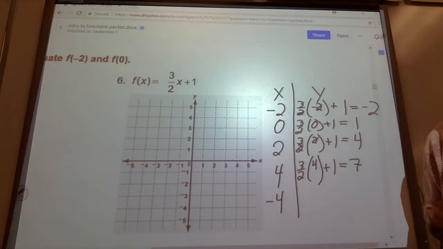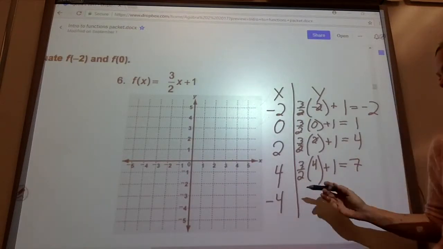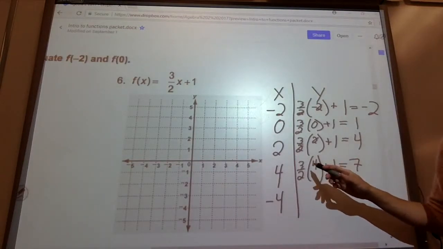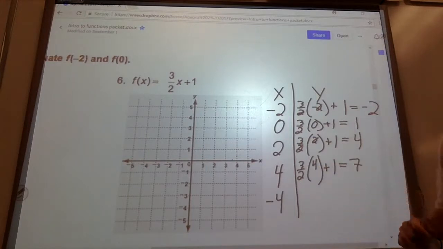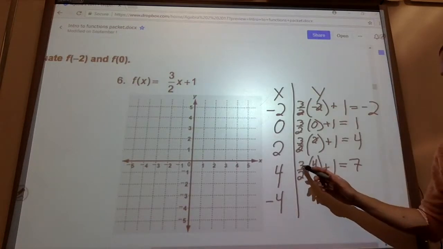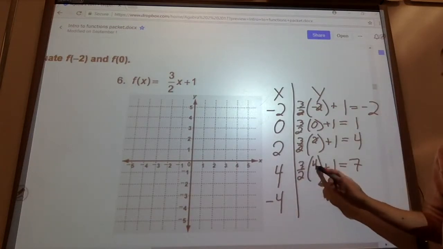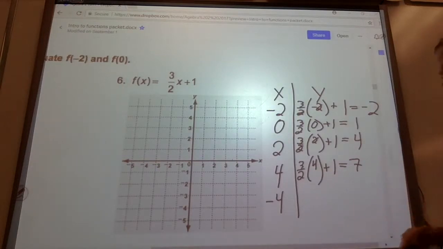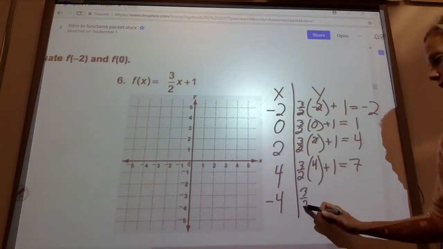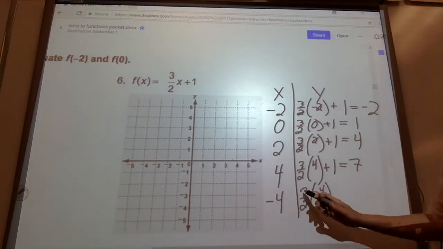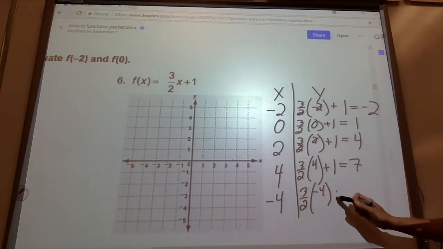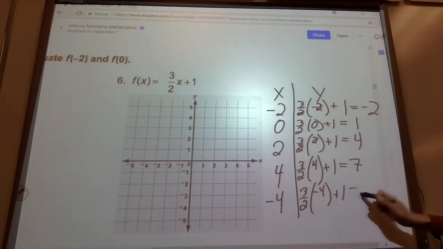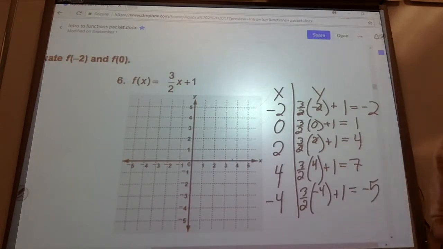Remember, if that totally sucks for you, that's okay. Just go 3 halves times 4 in your calculator plus 1. Use your calculator. That's fine. Don't freak out that you can't do that. How'd I do this? 3 times 4 is 12. 12 halves is 6. What's 6 plus 1? 7. Next one, negative 4. 3 halves times negative 4 would be negative 12 halves, which is negative 6, plus 1 is negative 5.